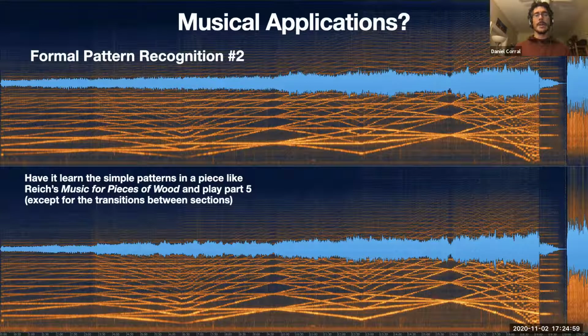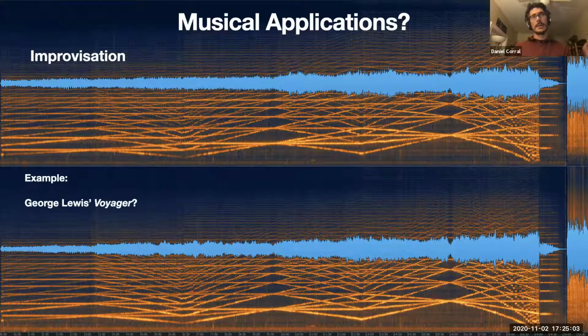and making up a part 5. And then the last version of it is something along the lines of Voyager, George Lewis's improvisation program, and other people have made programs like it. So something along those lines where you use a model of these sort of cortical responses, and you'd have to do some programming to make this work.